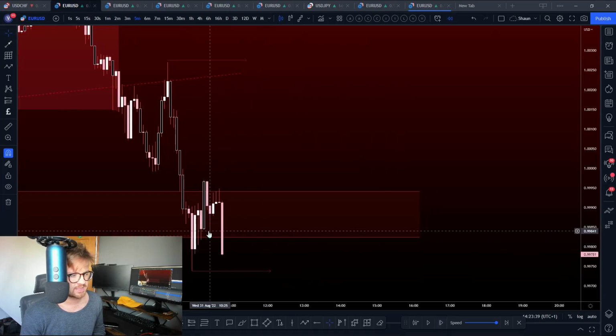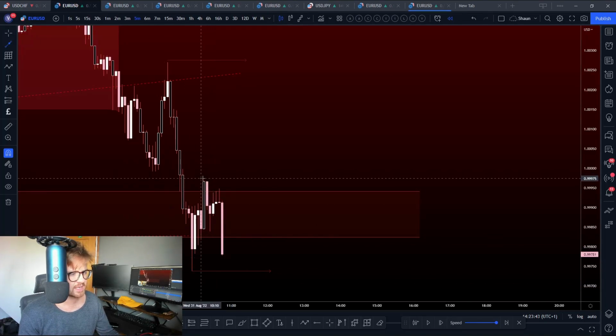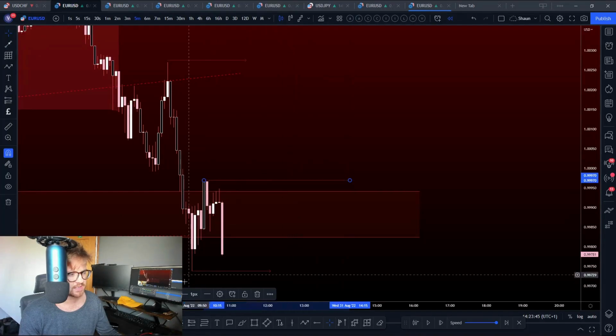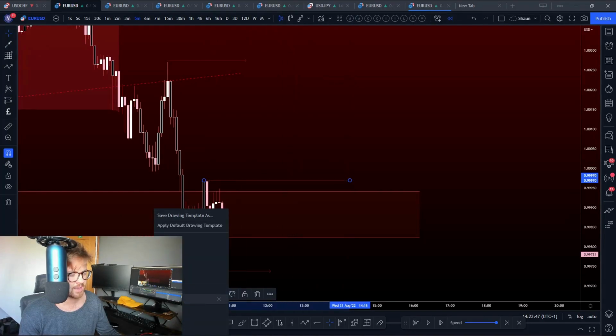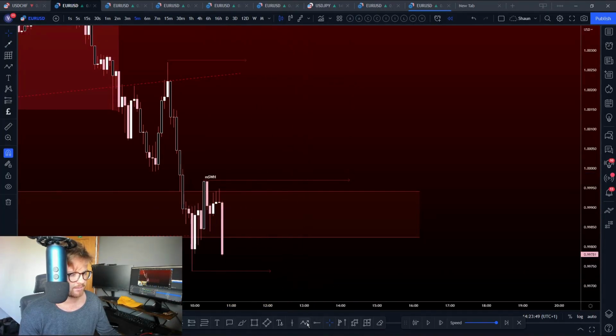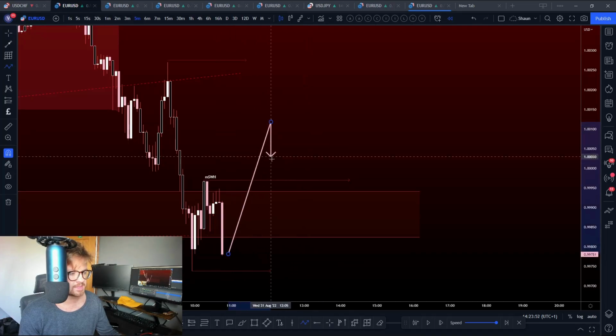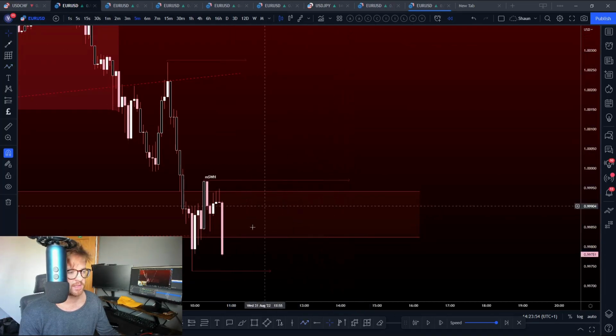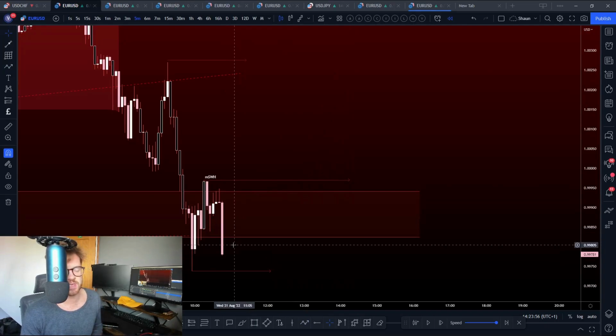We get a break to the downside of another minor point. So what we can do now, guys, is draw this across. We actually classify this in our community as a minor swing high. We get a break of this to the upside. We can then look to long from a fresh demand zone that's been printed here.